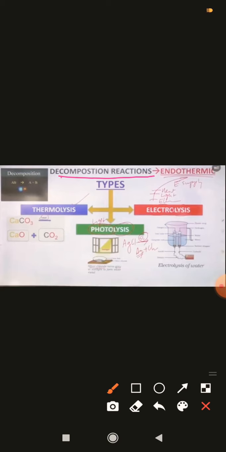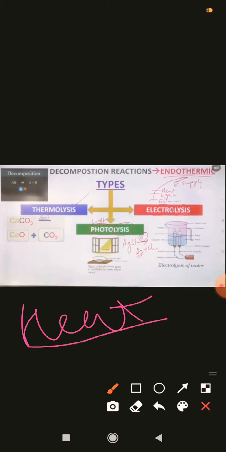So there are 3 subtypes of decomposition reaction: thermolysis, electrolysis and photolysis. And one important thing, the decomposition reaction is an endothermic reaction. Got it? So let's start with thermolysis. In thermolysis, the word thermo refers to heat. It means the reactant decomposes due to heat, so it is called thermolysis.